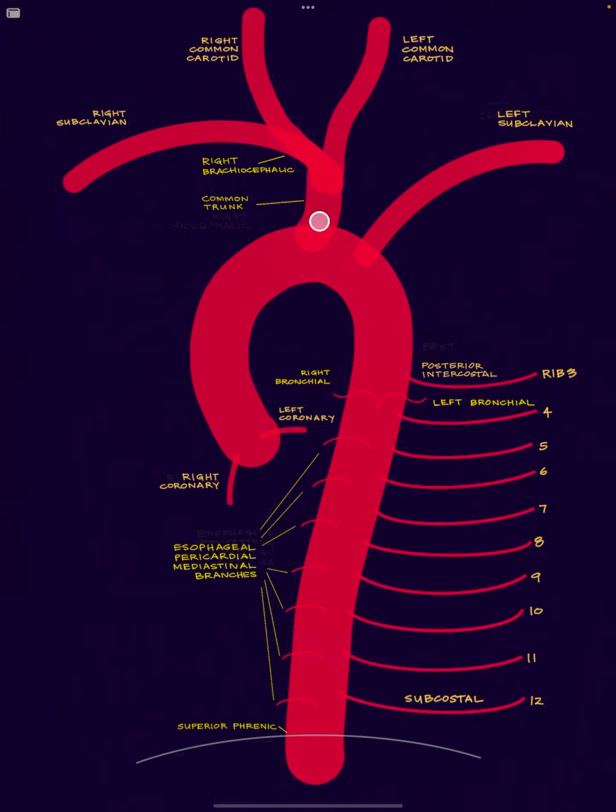One common normal variation is something called the bovine arch, and that's where you have a common trunk that gives rise to the right brachiocephalic artery and the left common carotid artery. Now, in my report, when I see this, I usually just say that there's a common trunk that gives rise to the right brachiocephalic and left common carotid arteries, because not everybody uses that term bovine arch.